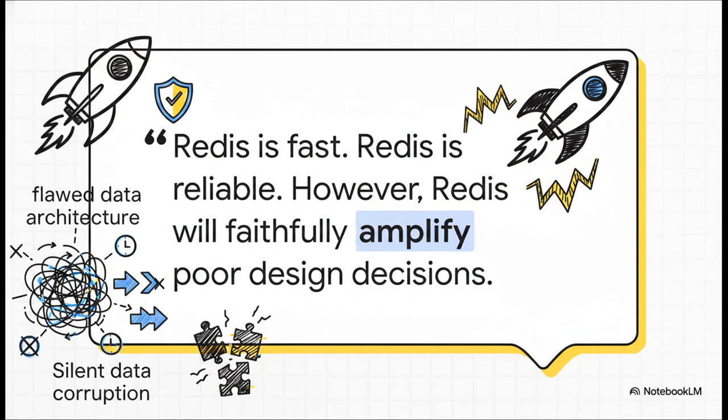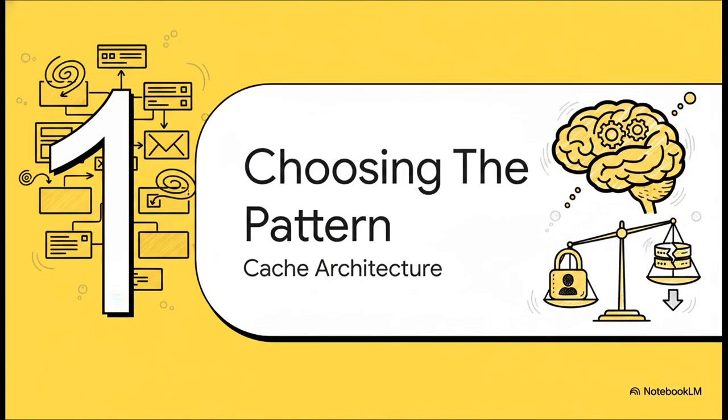Okay, let's dive into this, because there's a really famous saying in distributed systems. Redis is fast and Redis is reliable, but it will faithfully amplify poor design decisions. Redis is not some magic bullet. If your underlying data architecture is fundamentally flawed, Redis is just going to help your system fail faster. Most of the time, Redis-related issues in production have incredibly little to do with Redis itself. They usually start from picking the wrong caching pattern, which inevitably leads to stale data, double writes, and that dreaded silent data corruption.